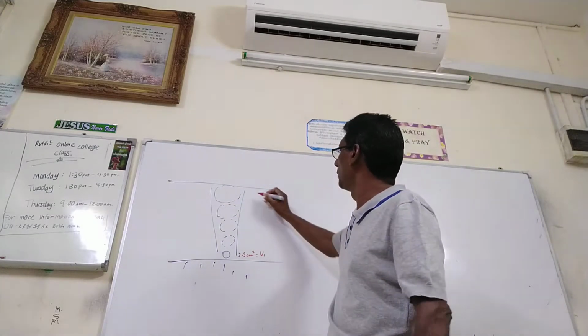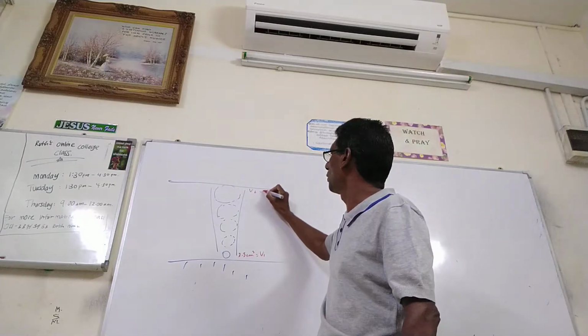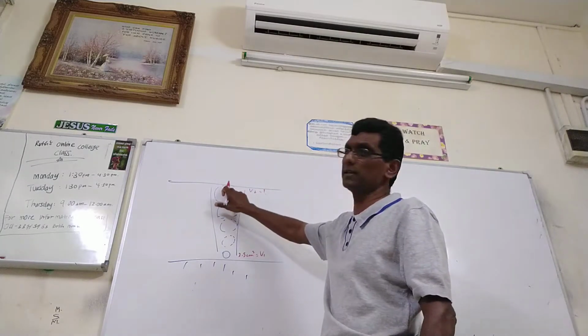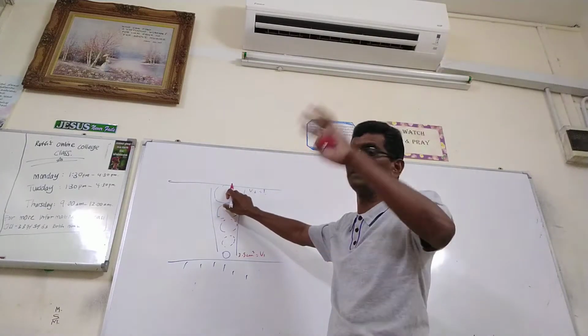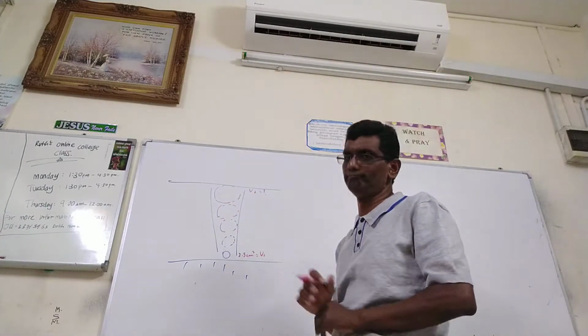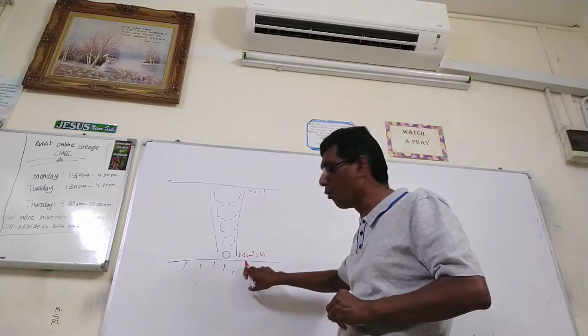So this one is volume 2. This is the volume we are asked to find, the volume of this air bubble when it reaches the surface of the water. So what is the volume? V2. This is V1, volume 1.